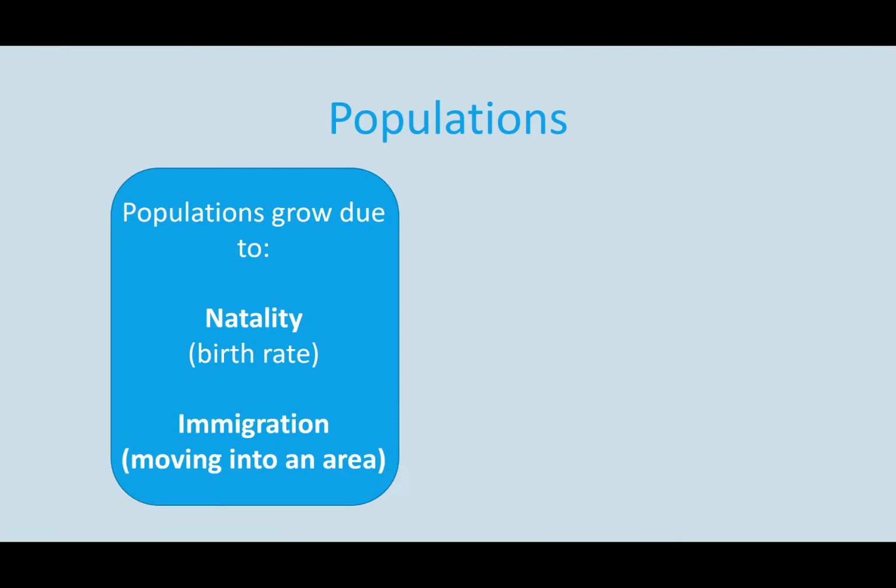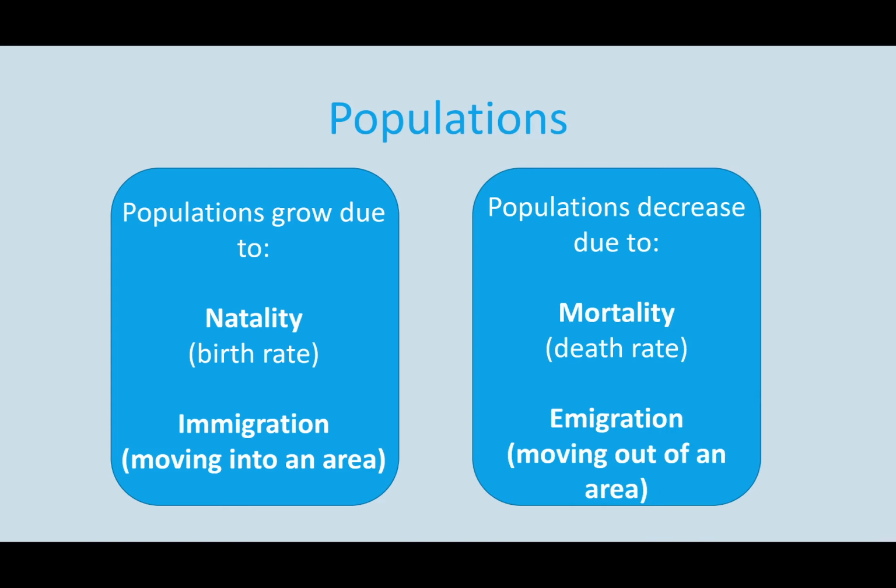Populations can grow due to two things overall: natality, or the birth rate, so how many individuals are being born and how fast, and immigration, or the amount of individuals moving into an area. Populations can then decrease due to basically the opposite: mortality, or the death rate, or how fast individuals are dying, as well as emigration, which is moving out of an area.